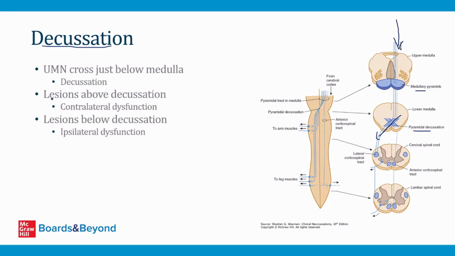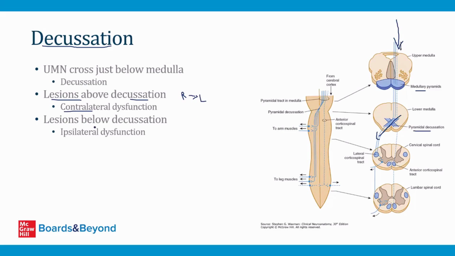And so this has major implications for identifying the location of a lesion based on the clinical findings of the patient. If a patient has an upper motor neuron lesion above the decussation, then the weakness is going to be on the opposite or contralateral side of the body. So for example, above the decussation, a right-sided upper motor neuron lesion will lead to left-sided symptoms. This is one of the hallmarks of the way our nervous system is constructed.